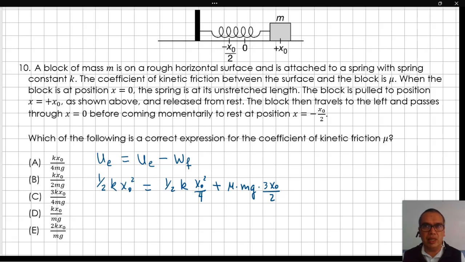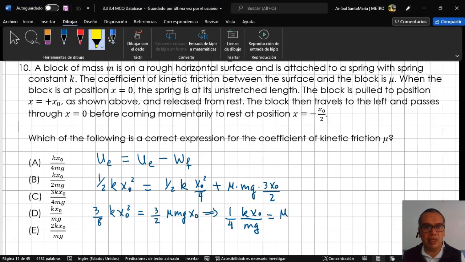Doing a little algebra, we get 3/8 of k x0 squared is equal to 3/2 mu mg x0. This equation simplifies to 1/4 k x0 over mg is equal to mu. Therefore, our option is A.